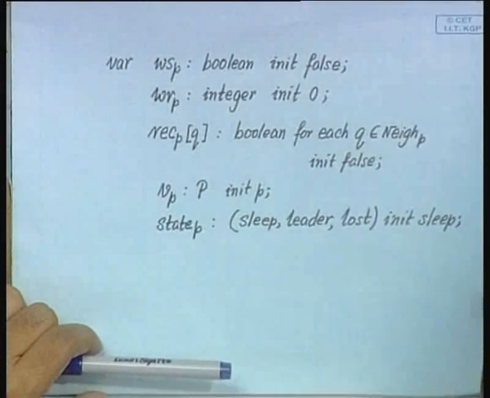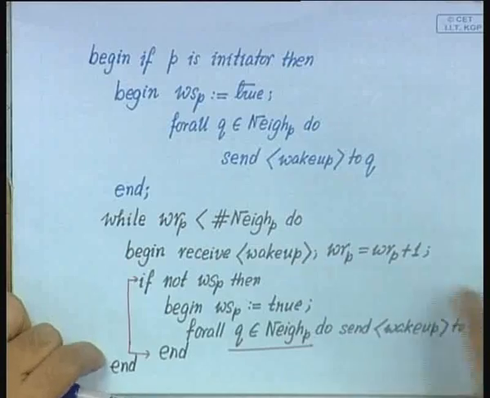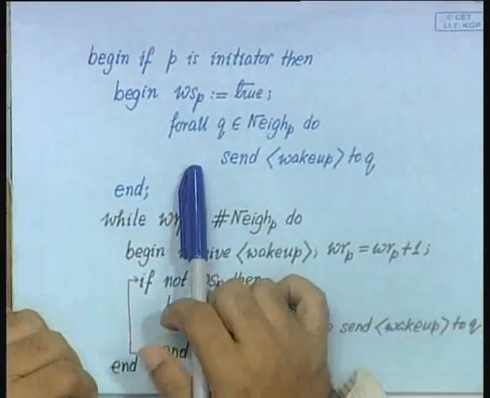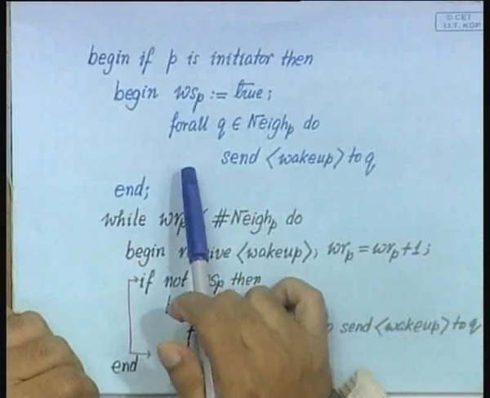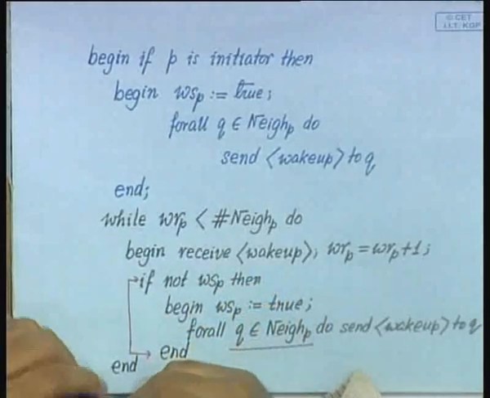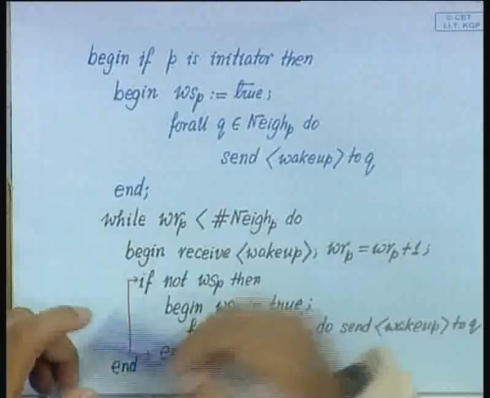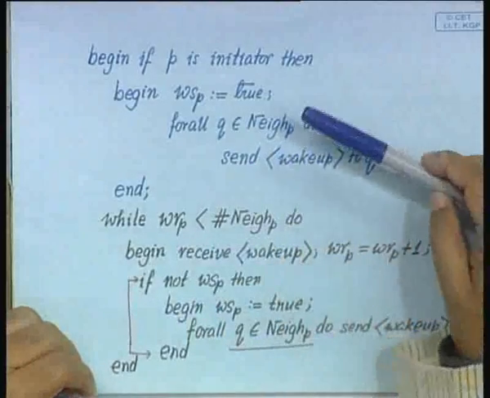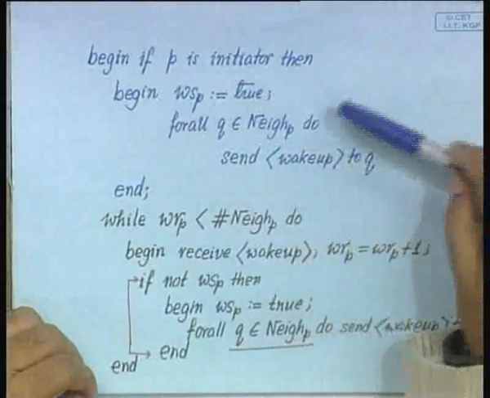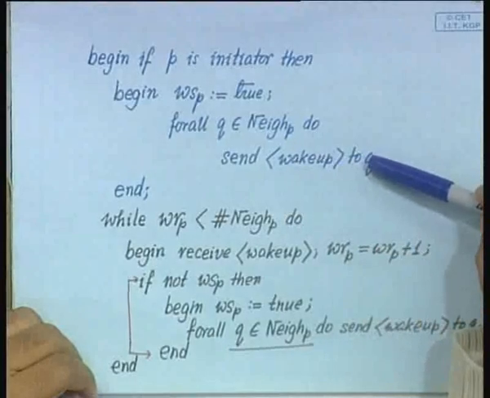Then we saw that the algorithm works in a set of phases. In the first phase, the algorithm wakes up all the processes, so that they can start participating in the election algorithm. This is done by the following piece of code: if P is an initiator, then it sets WSP equal to true, and then for all q belonging to the neighbors of P, it sends a wake up to q.